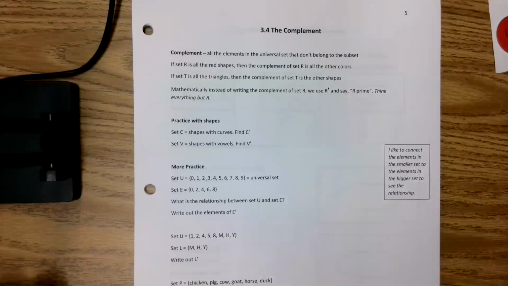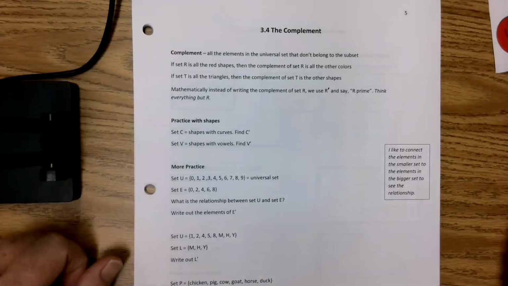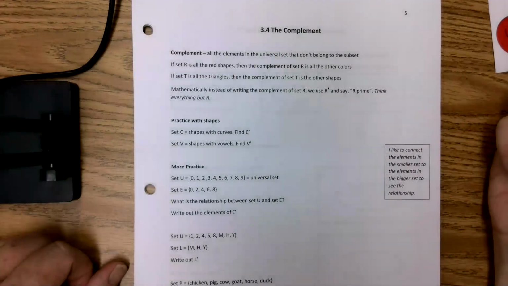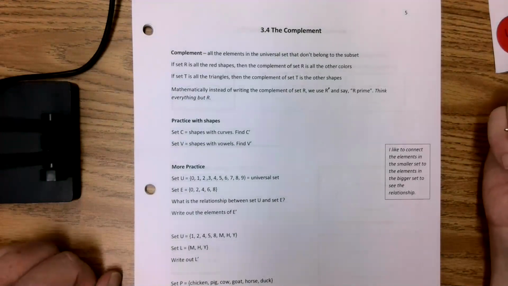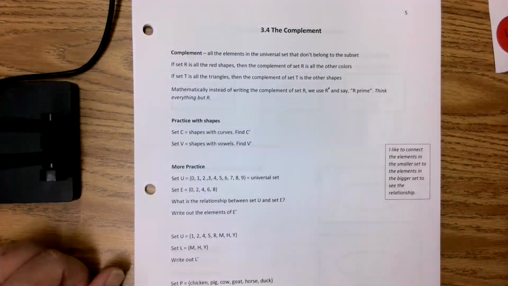And we're back, and this is video 3.4, and now we're going to talk about the complement. In math, the complement is all the elements in the universal set that don't belong to the subset. Sounds really complicated, but it's pretty straightforward.